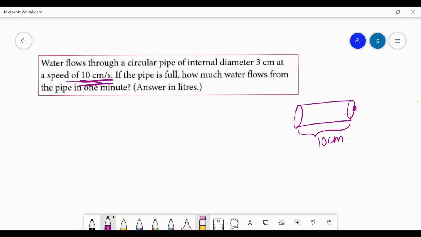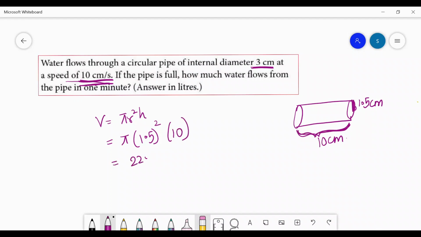And the diameter of this pipe is 3 centimeters, which means the radius is 1.5 centimeters. So first we need to calculate the volume of water in 1 second. So V is equal to pi r square h. That's the formula for volume of a cylinder. So that is pi into 1.5 square, and h is the height. h is basically this distance. So that is the height of the cylinder, that's 10, which is equal to 22.5 pi centimeter cube. That's the volume of the water that flows in 1 second.